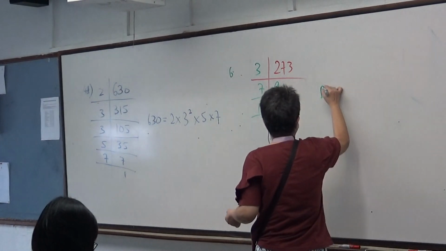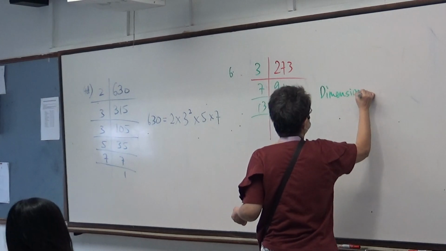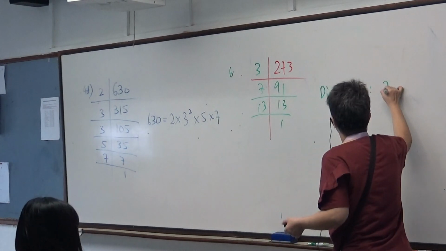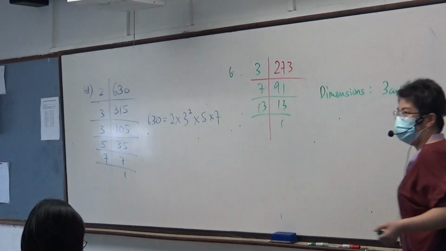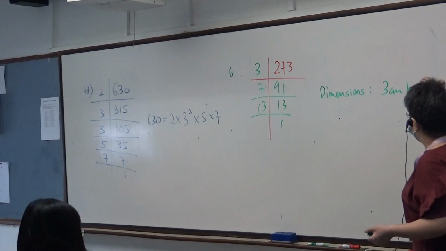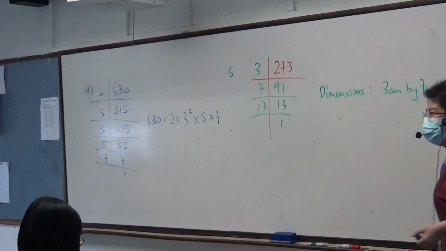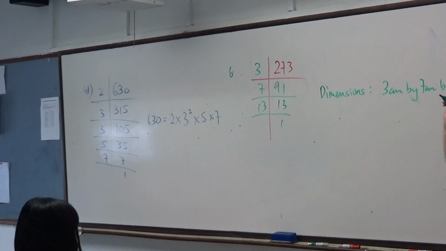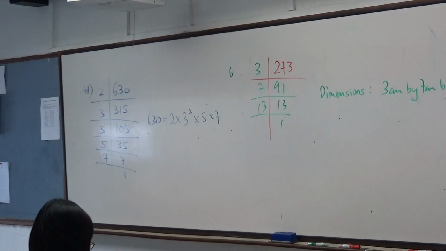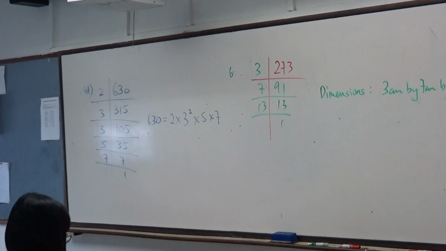So the dimensions, you must at least write a statement. Dimensions will be 3 cm by what? 7 cm, very good. By what? 13 cm. This is how you write your answer. This is not finding the volume, this is finding the dimensions. If I want the volume, I must multiply, right? That will come later. They want the dimensions, you must answer the question. You don't go over and answer something else. Understand now? Are we okay so far with the 3 parts?